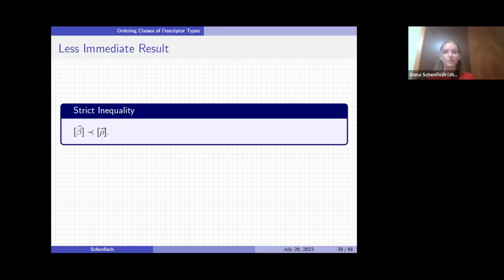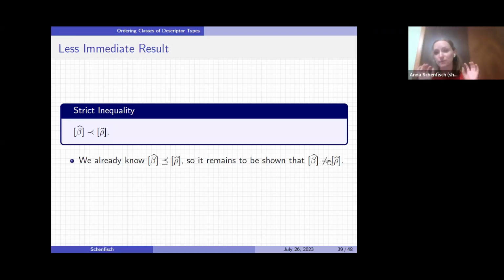I think maybe a more nuanced result is the following. We're able to show that augmented Betti curves are strictly less than augmented persistence diagrams. Okay. So let's talk through why this is true. We already know through the reduction argument that we have this less than or equal to going on. So what we need to show is that they're not equivalent as equivalence classes, right?